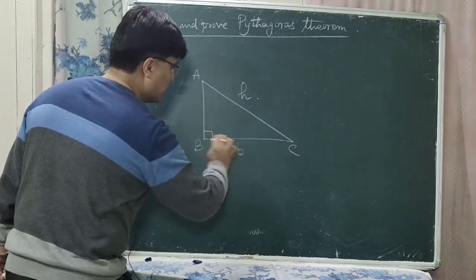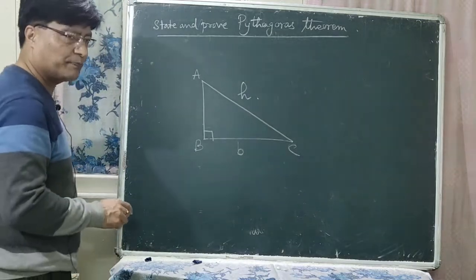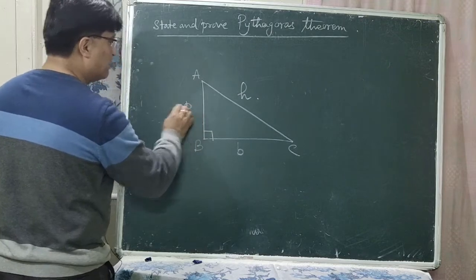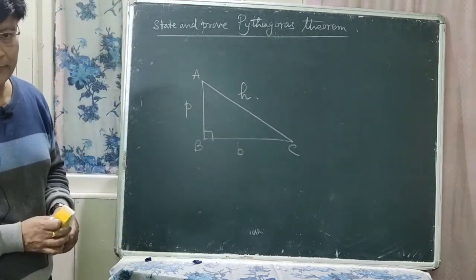This is the base B, BC. Base means आधार, हामी नेपालीबाट आधार भनेर भन्छौं, right? And AB is the perpendicular, that is P, perpendicular. AD is drawn perpendicular to BC.